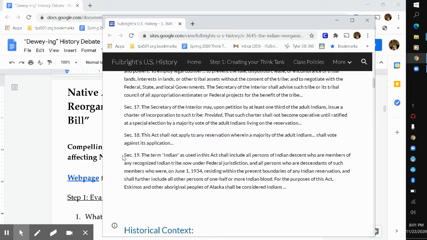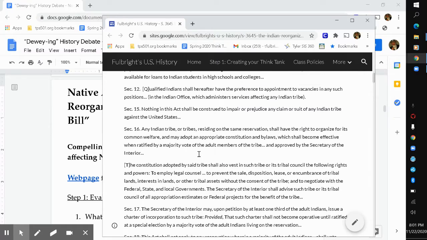Section 19. The term Indian as used in this act shall include all persons of Indian descent who are members of any recognized Indian tribe now under federal jurisdiction, and all persons who are descendants of such members who were, on June 1, 1934, residing within the present boundaries of any Indian reservation, and shall further exclude all other persons of one-half or more Indian blood. For the purposes of this act, Eskimos and other Aboriginal peoples of Alaska shall be considered Indians.